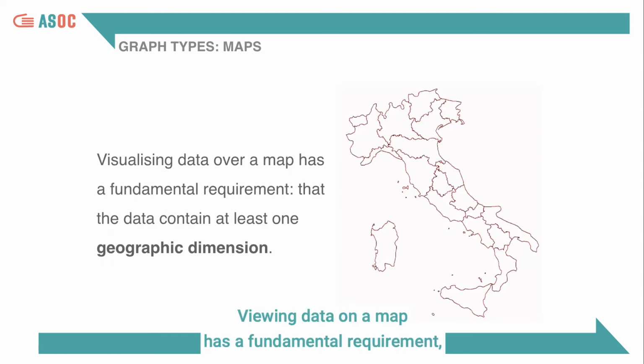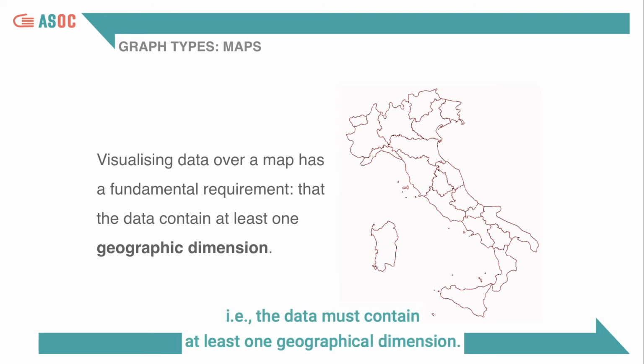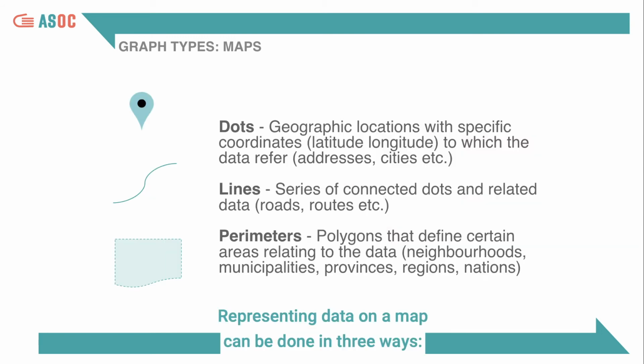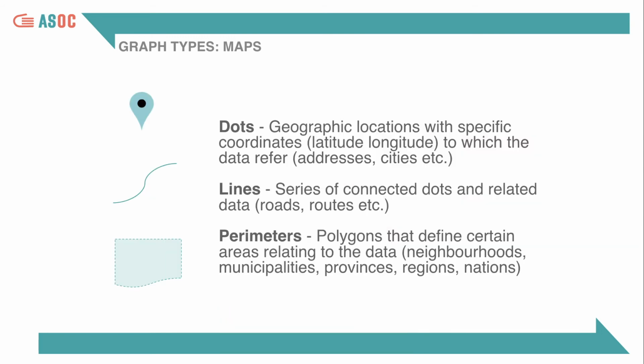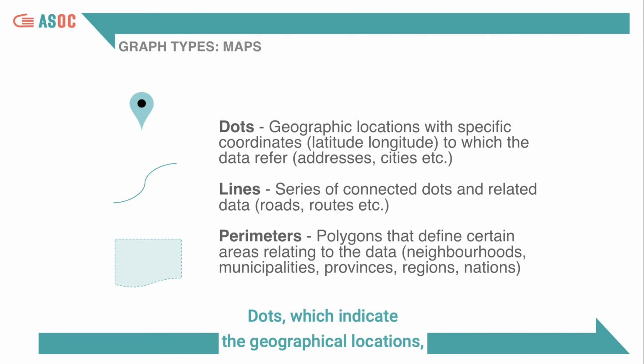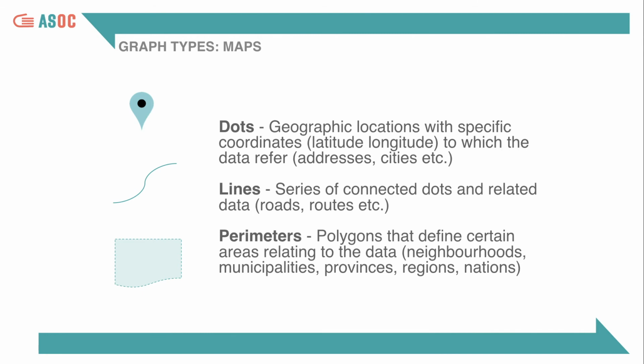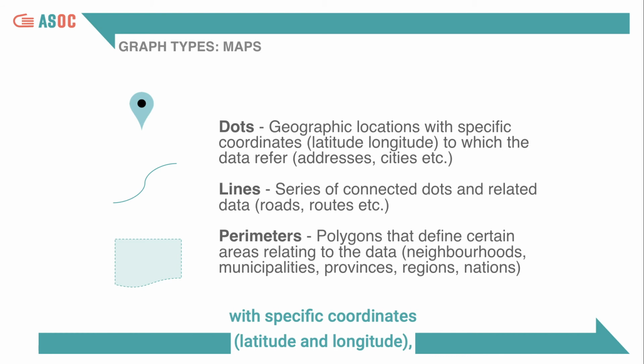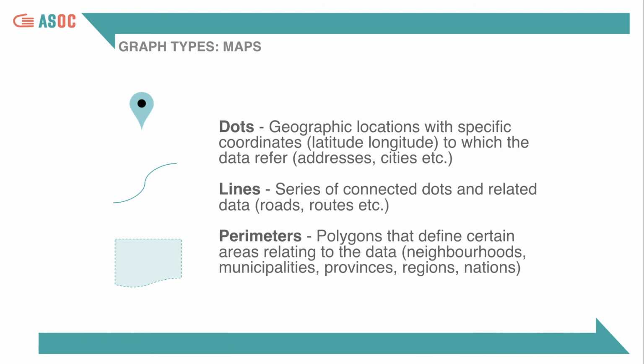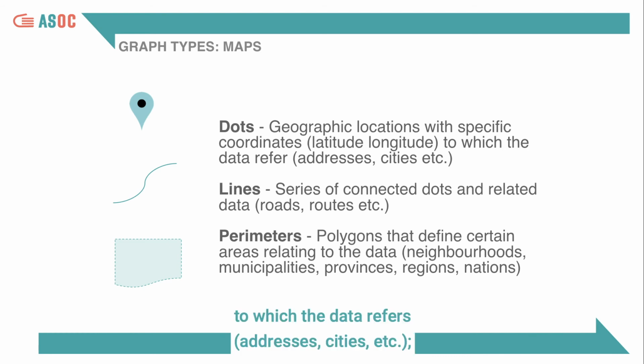Viewing data on a map has a fundamental requirement. That is, the data must contain at least one geographical dimension. Representing data on a map can be done in three ways: dots, which indicate the geographical locations, with specific coordinates, latitude and longitude, to which the data refers, addresses, cities, etc.